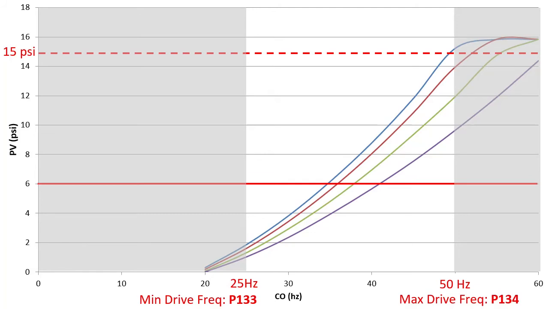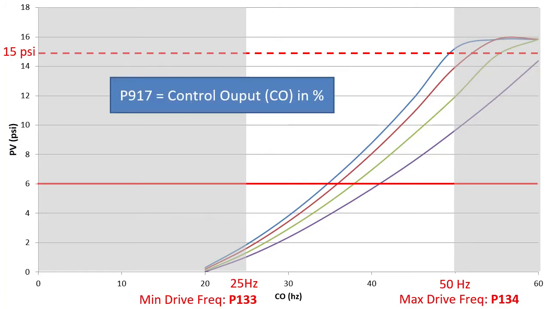It's important that you understand that when you look at parameter 917, which shows the control output in percent, this is 0% and this is 100%. So if parameter 917 says the output is at 50%, it means it's halfway between 25 and 50 Hz, or whatever you entered as your min and max drive frequencies.